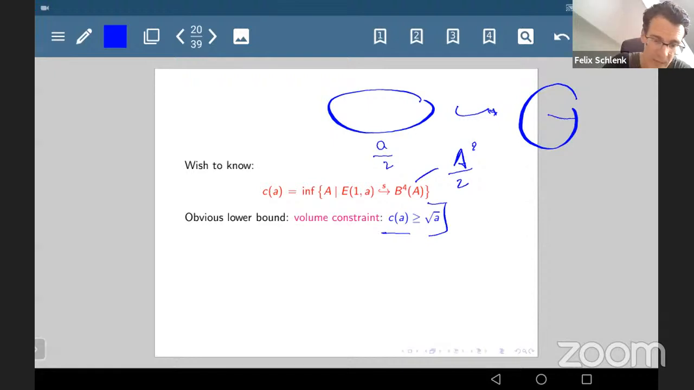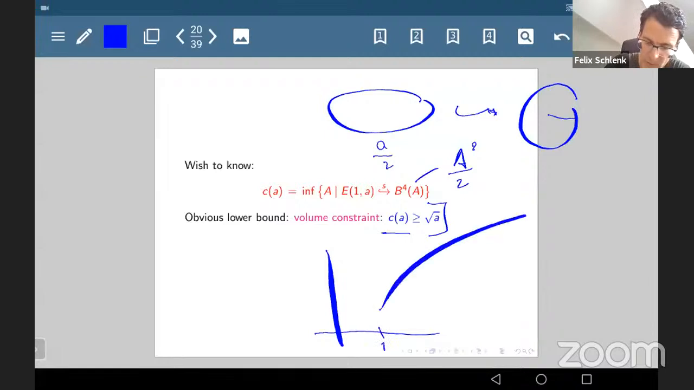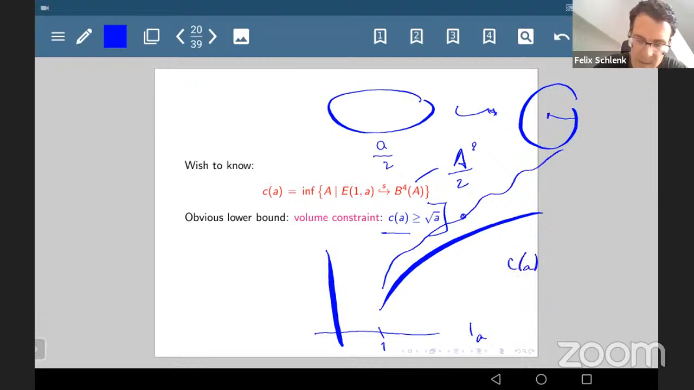So now we have a graph. Here is 1 and here is root A, and we search for a function, and it must be a monotone thing here. And at A, it's called C of A, the smallest ball size so that the ellipsoid 1, A symplectically embeds.